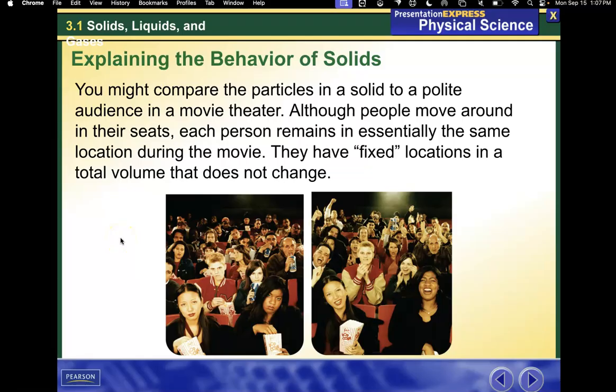You might compare the particles in a solid to a polite audience in a movie theater. Although people move around in their seats, each person remains in essentially the same location during the movie. They have fixed locations in a total volume that does not change. So they stay in their seats, but they can move in their individual seats.